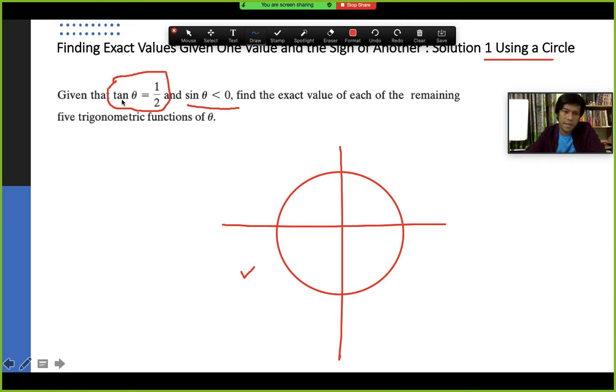And you know that tan theta means sine theta divided by cos theta, from our fundamental identities. Also, you know that cos theta is the value of x on the unit circle, and sine theta is the value of y on the unit circle. So now we know a couple of things about this figure. First, the point is somewhere in this quadrant; anywhere in this box you can put this point.